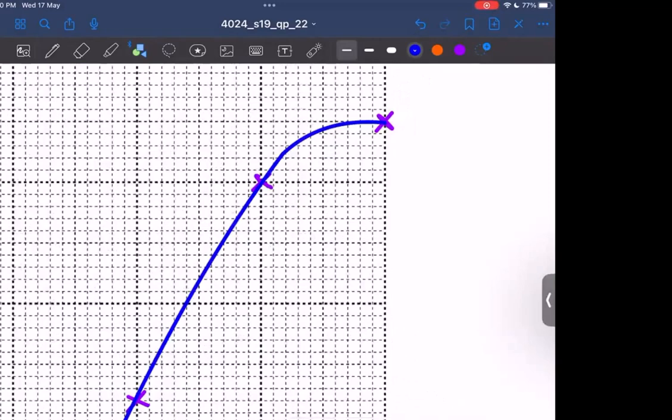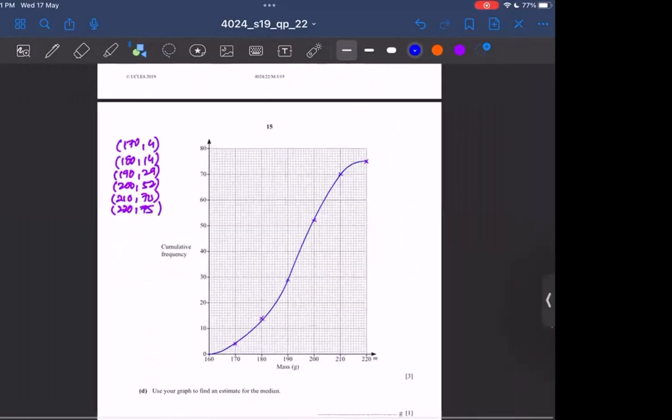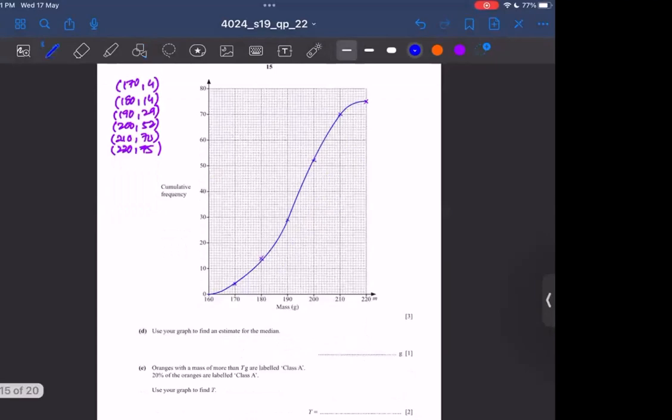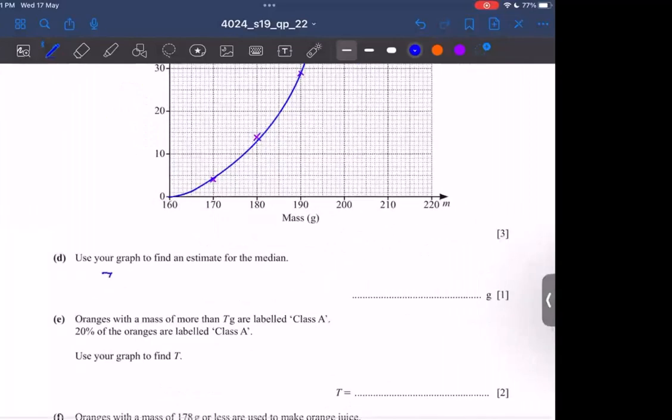This is a bit better graph. Right, so this is the cumulative frequency graph here. Now, they're asking for the median. What is the median? The total frequency was 75. 75 divided by 2 is going to give you the position. So you get 37.5.